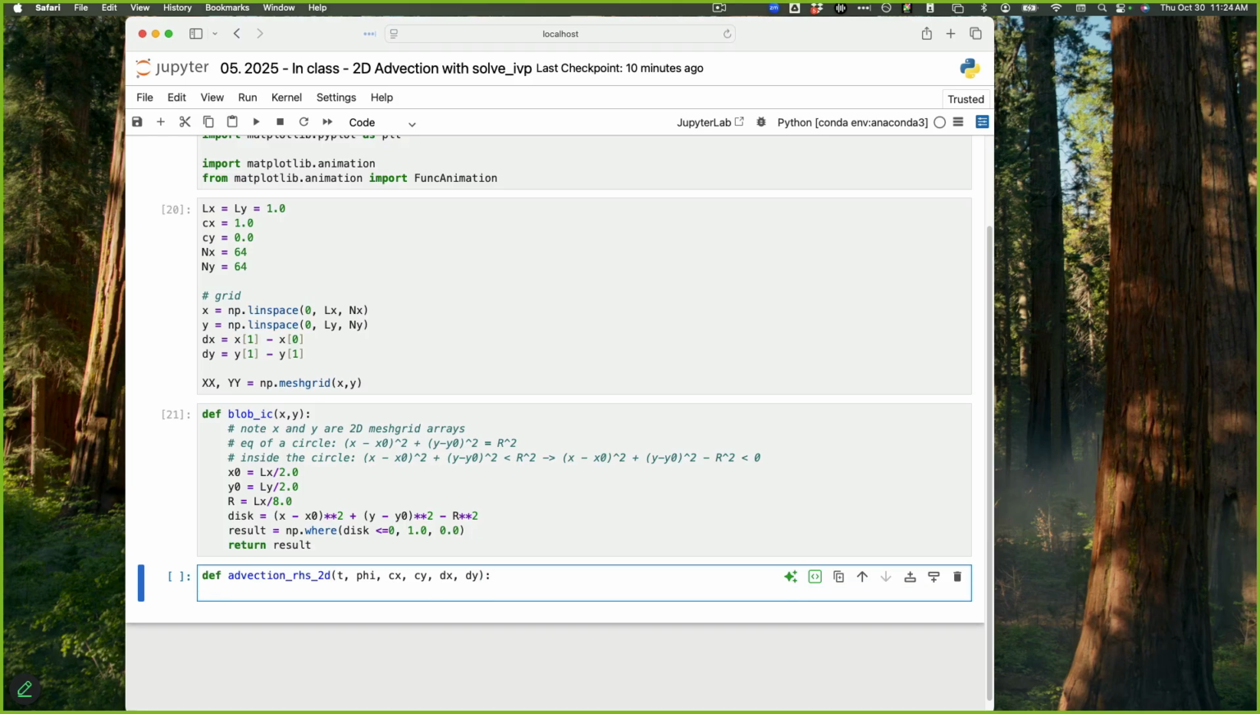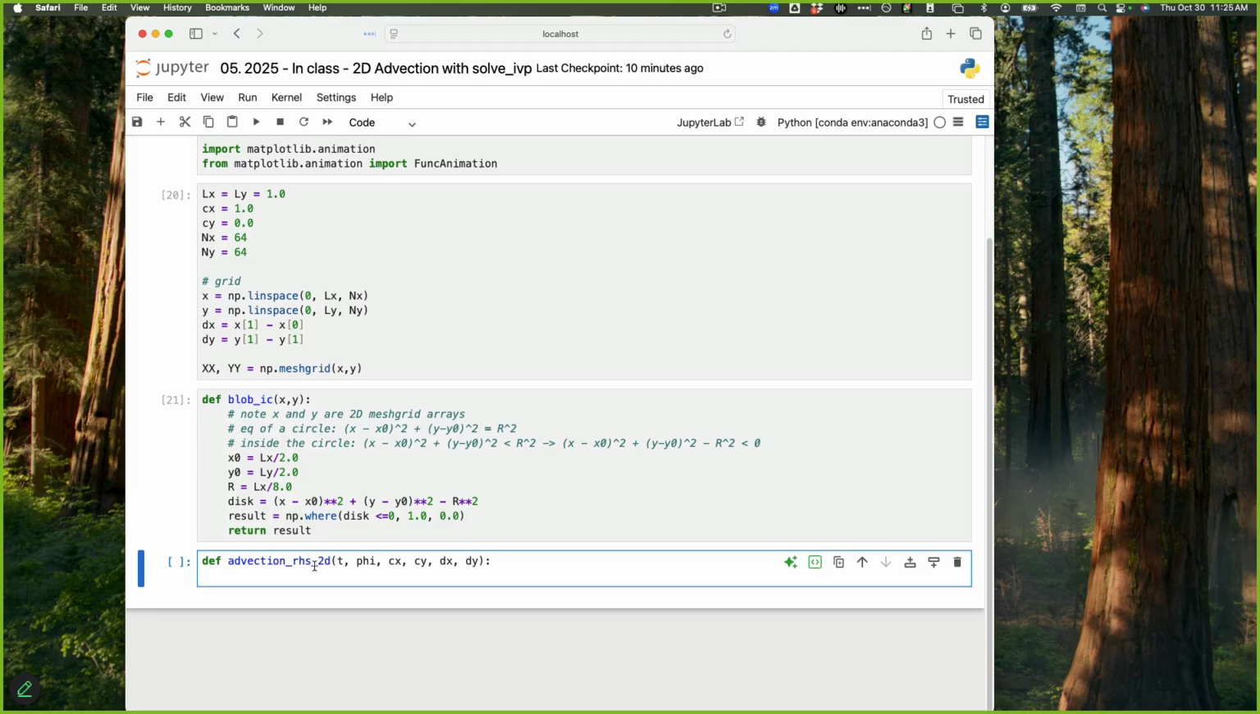Now remember, solve IVP works with 1D arrays. So phi that is coming into this right-hand side is a one-dimensional version of the two-dimensional values of the grid. Because my logic is going to work with a two-dimensional array, we need to unflatten this array. We need to reshape it. So the first thing I will do is declare a new variable, call it phi grid, and simply say phi.reshape into ny and nx.